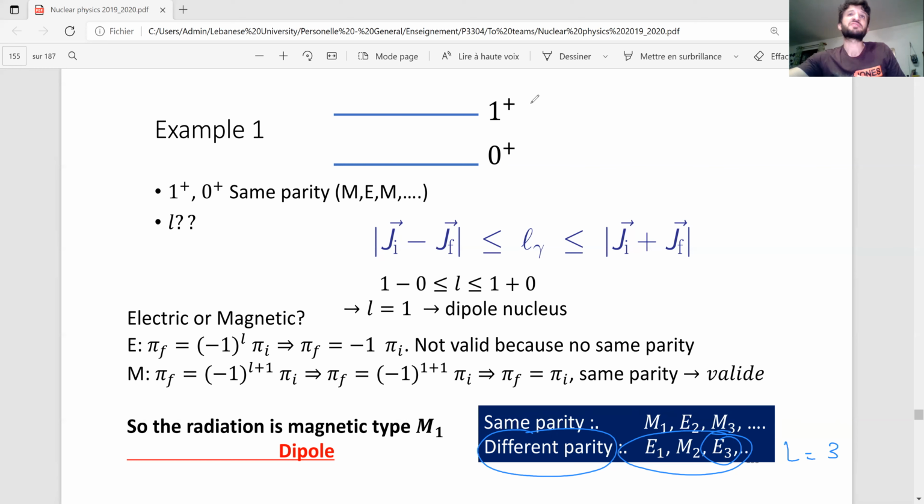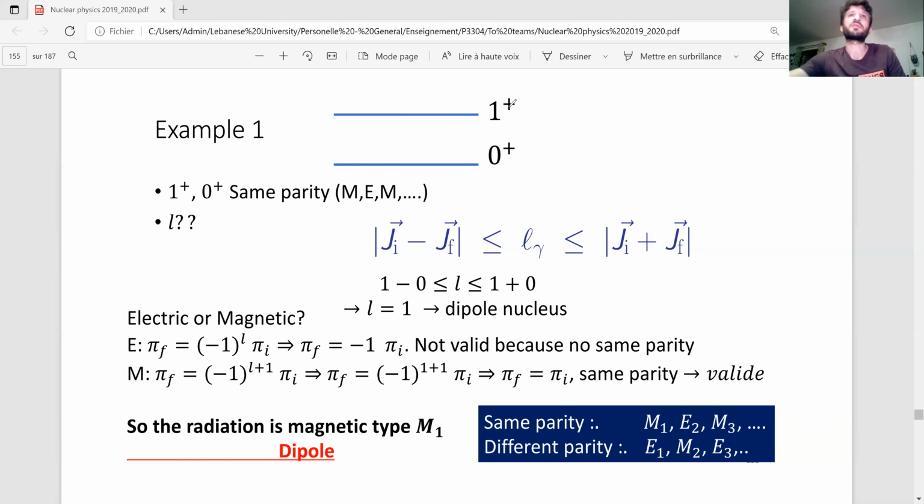Let me start with this simple example. We have the same parity. What is the condition? The condition here is that pi initial must be equal to pi final. For any condition, for the condition of electric or magnetic, pi initial must be equal to pi final.